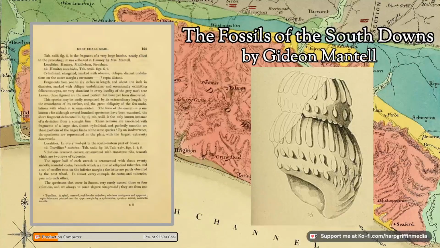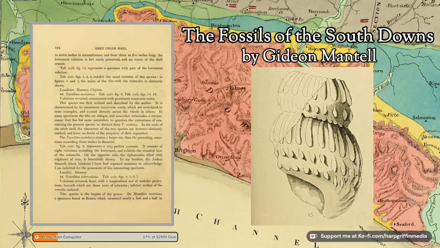In almost every example, the costae and tubercles pass into each other. The specimens that occur in Sussex very rarely exceed 3 or 4 volutions, and are always in some degree compressed. They are from 1 to 7 inches in circumference, and from 3 to 5 inches long. The lowermost volution is but rarely preserved, and no traces of the shell remain. Tablet 23, figure 15, represents a specimen with part of the lowermost volution.